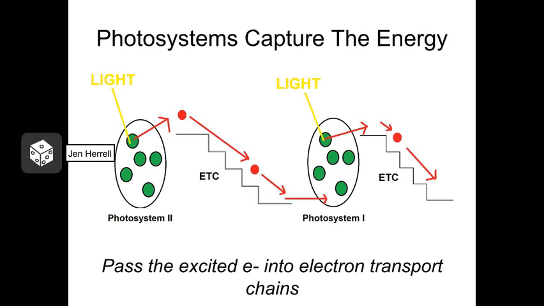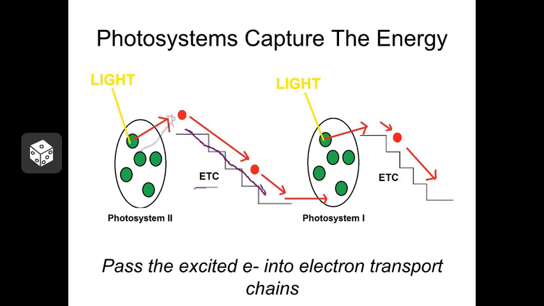So what machinery am I talking about here? Well, as light strikes the pigment molecules inside a photosystem, the electrons within those photosystems become very, very excited. And they are going to be released from that photosystem and captured by electron transport chains. Here you can see the first electron transport chain captures those energized electrons.